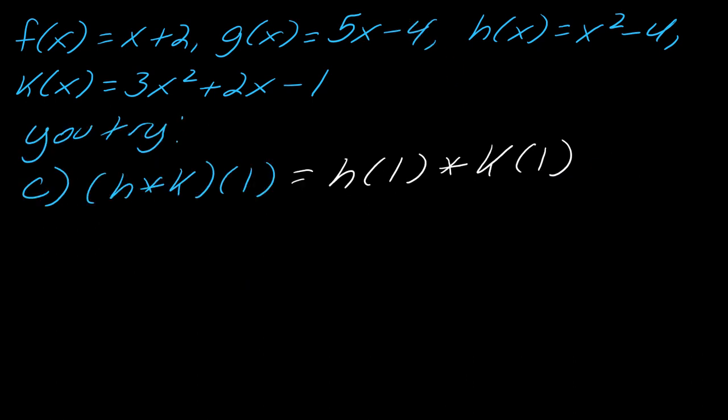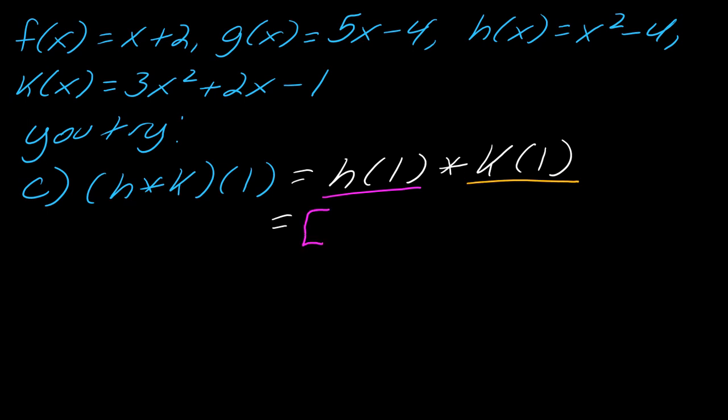But in this example, I don't know what h times k is, so I have to make a judgment call and say, what's faster? To me, it seems like it might be faster if I just plug 1 into each. So let's go ahead and do that now. Why don't I do h in the pink color, and I'll do k in the yellow color just so you can track my work.